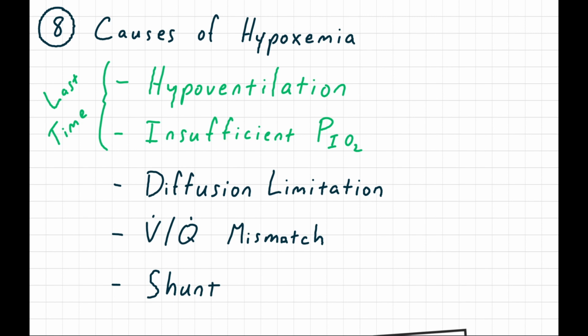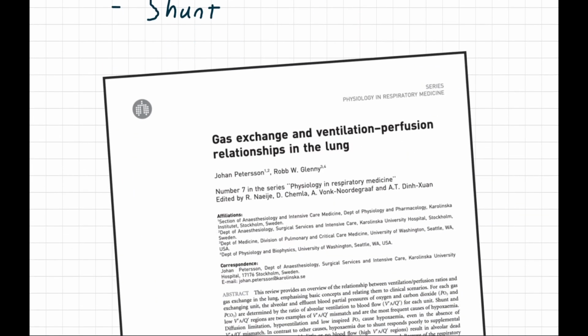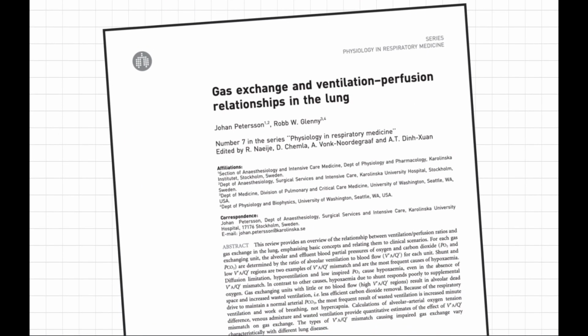Just like last time, you can see descriptions of this physiology in many textbooks and review articles, but I recommend this review by Peterson, an anesthesiologist at the Karolinska Institute in Sweden, and Glennie, a pulmonary intensivist at the University of Washington in Seattle. It was published in the European Respiratory Journal in 2014.